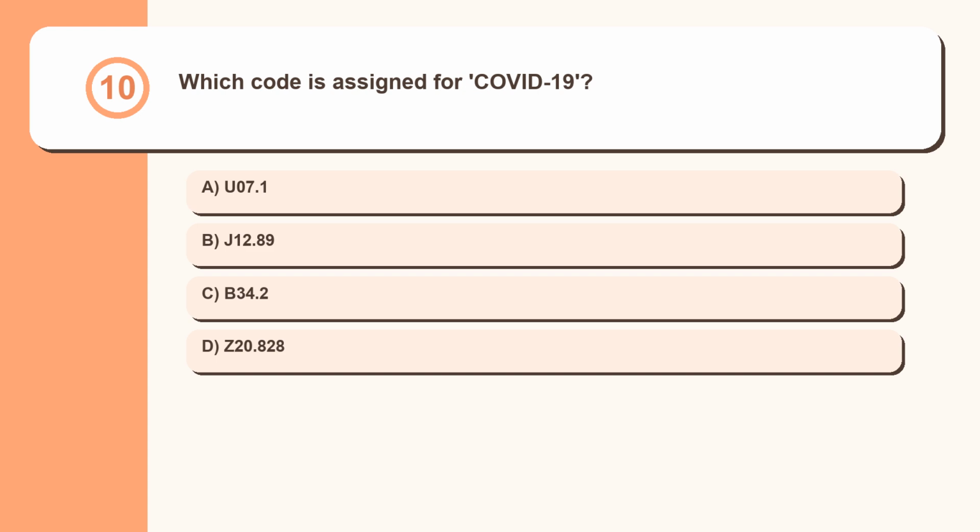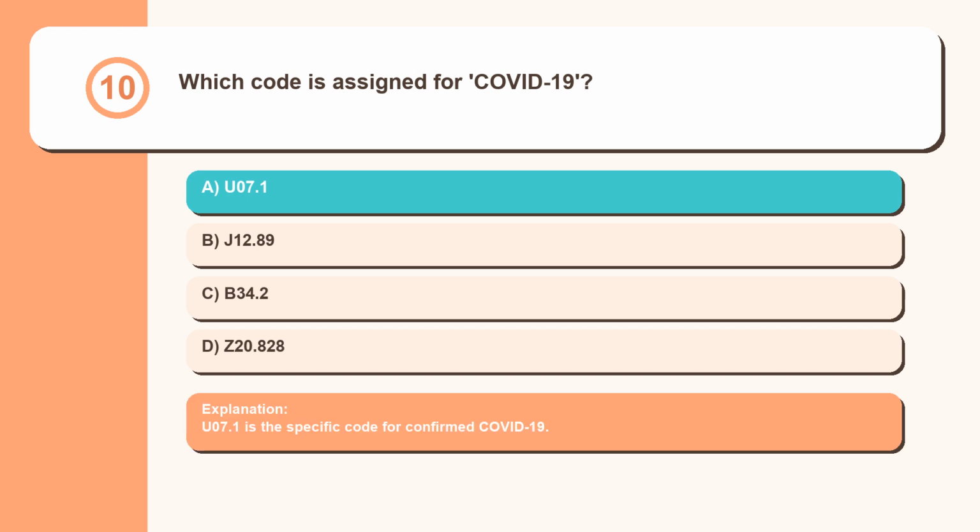Question 10. Which code is assigned for COVID-19? U07.1, J12.89, B34.2, Z20.828. U07.1 is the specific code for confirmed COVID-19.